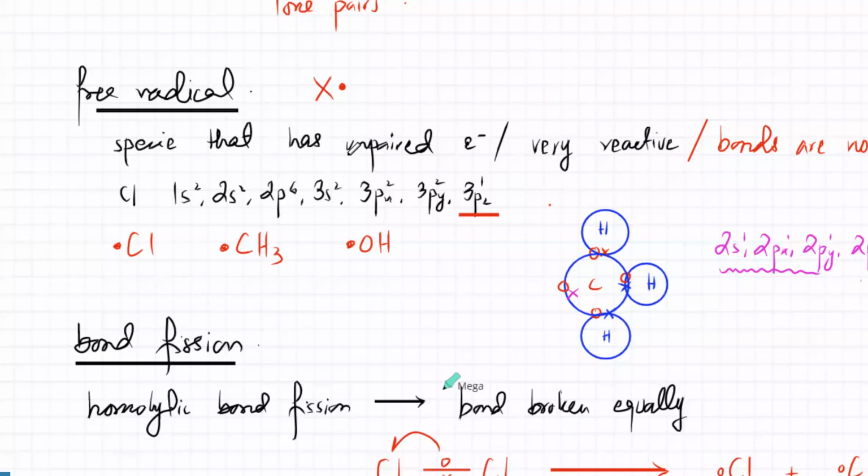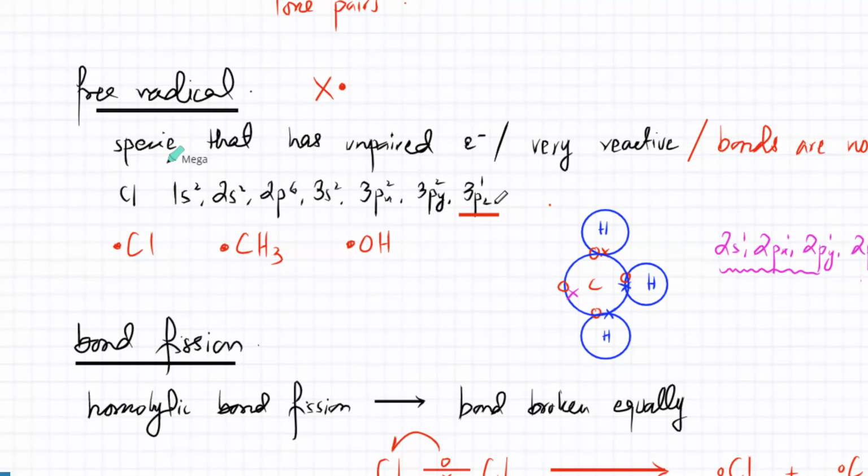Yes. If all of them are paired, then it doesn't need electrons at all. Let's say I have Cl minus 1, right? So if I have Cl minus 1, that means it got an electron. It's got an extra electron. So now it's paired. Now it's not going to be very reactive. It's not a free radical anymore. Clear? Yes. The Cl minus 1 is not a free radical. The Cl atom is a free radical.